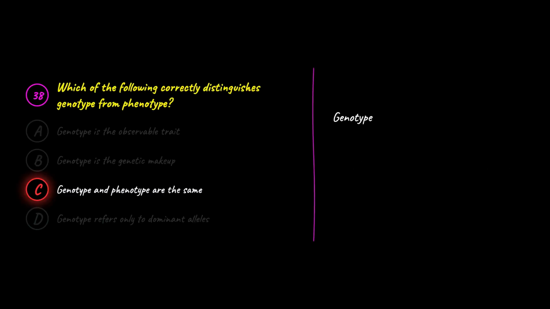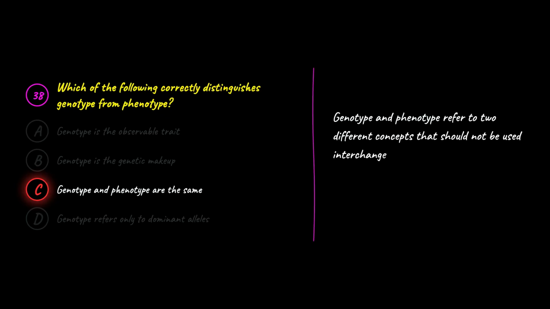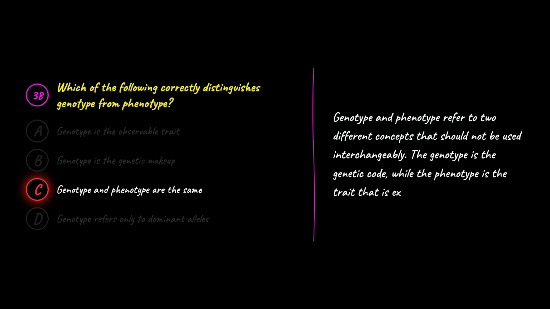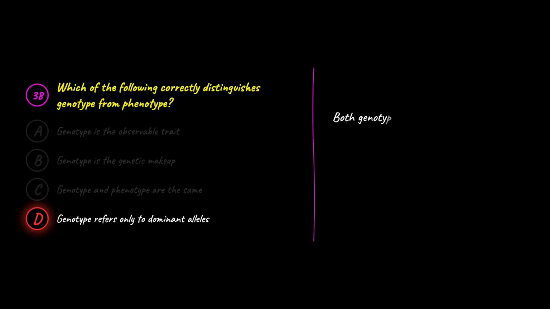C is wrong because genotype and phenotype refer to two different concepts that should not be used interchangeably. The genotype is the genetic code, while the phenotype is the trait that is expressed and observable in the organism overall. D is wrong because both genotype and phenotype can involve dominant and recessive alleles within a given individual.